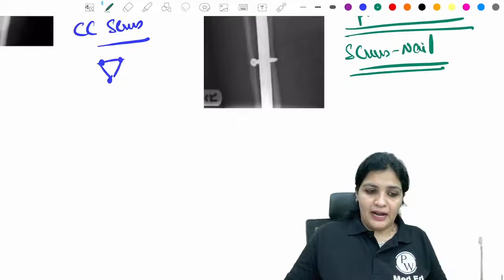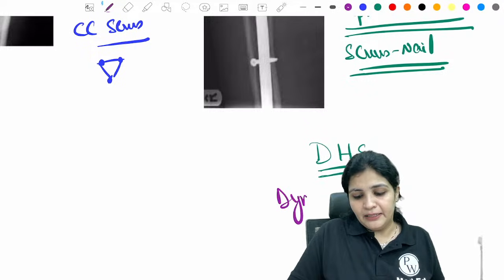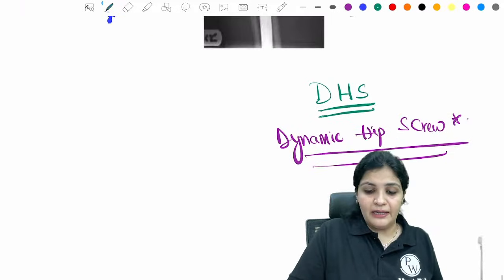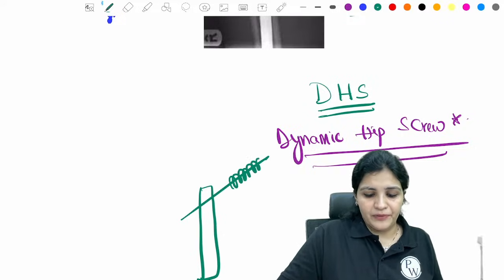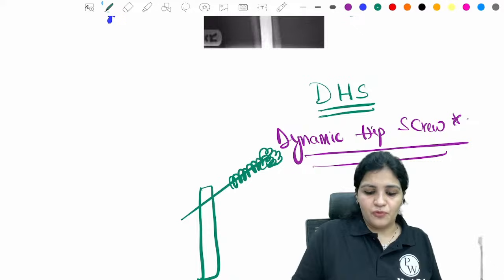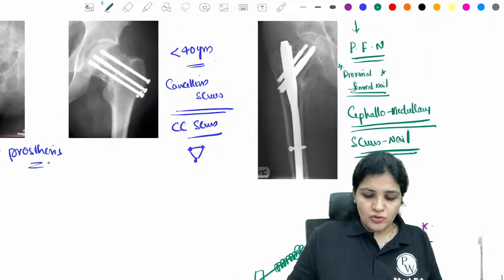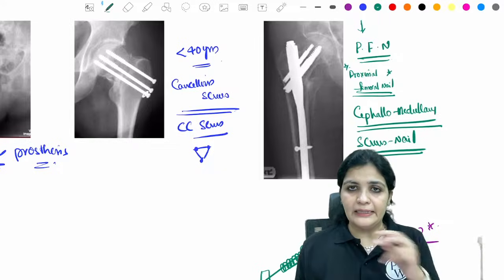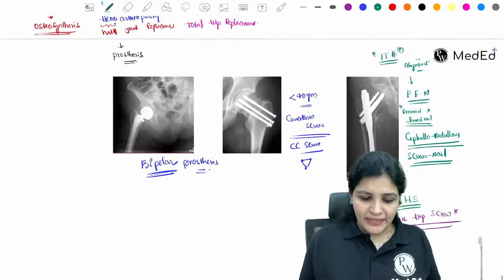IT fractures. There are other treatments also for IT fractures, called DHS, the dynamic hip screw. The dynamic hip screw is a plate with a screw in the head. Whenever there is a screw in the head, it is for IT fractures. DHS is a plate and a screw, and this is a nail and a screw. So these are two important treatment modalities for your IT fractures. And complications we have already dealt with.